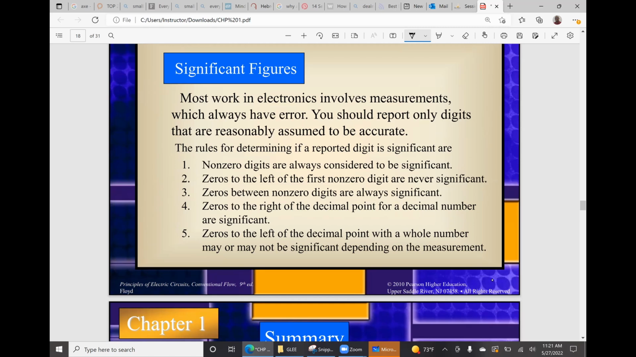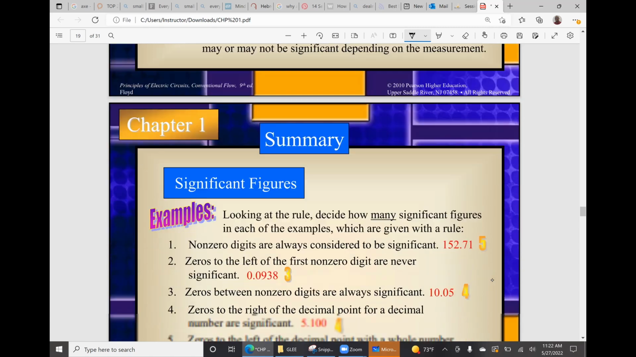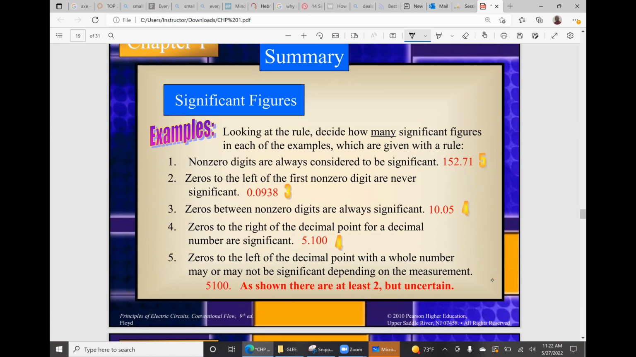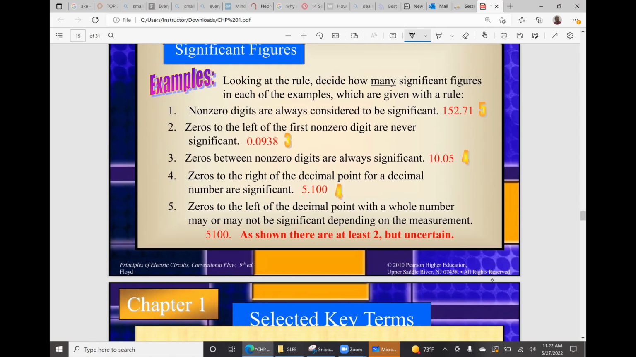Non-zero digits are always considered to be significant. Zeros to the left of the first non-zero digit are never significant. Zeros between non-zero digits are always significant. Zeros to the right of the decimal point for a decimal number are significant. Zeros to the right of a decimal point for a whole number may or may not be significant depending on the measurement. So significant figures help us to reduce errors in our calculations.